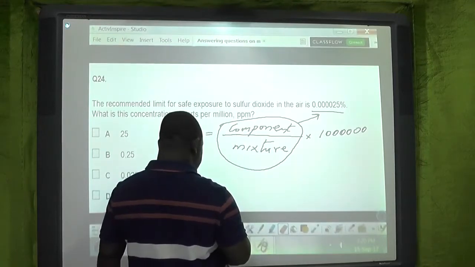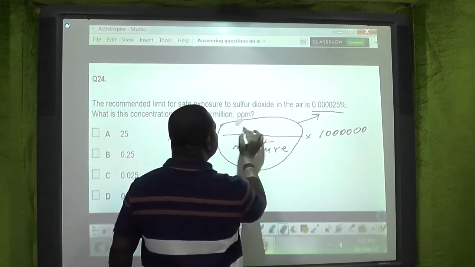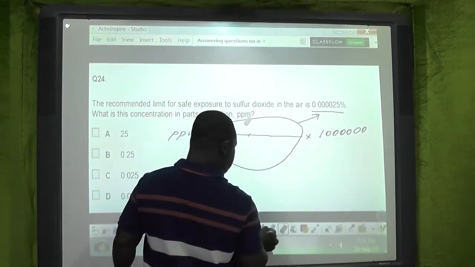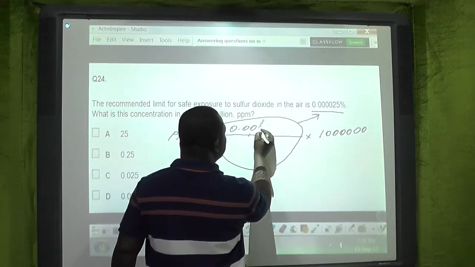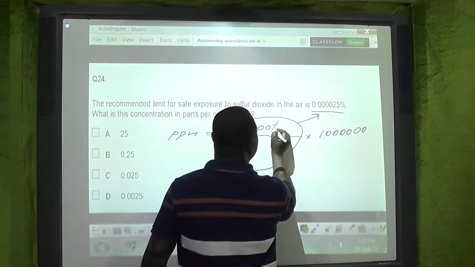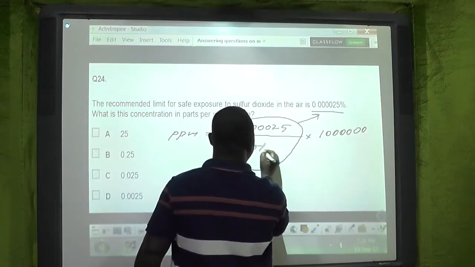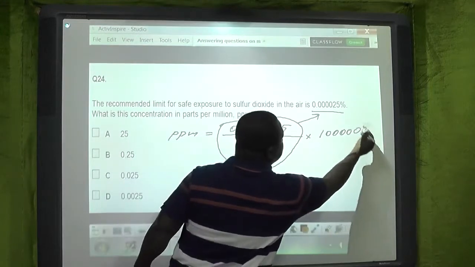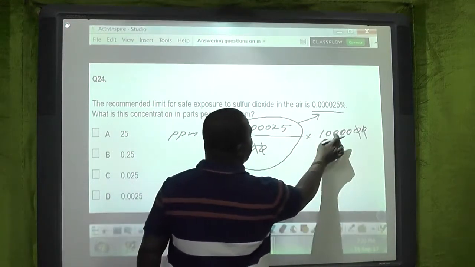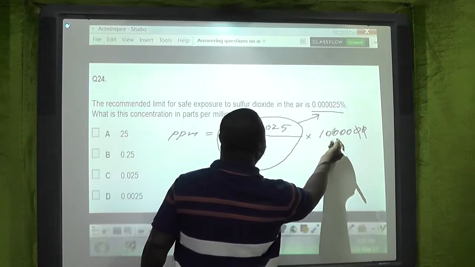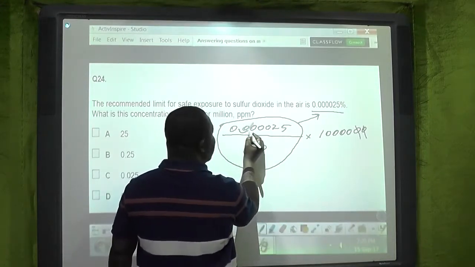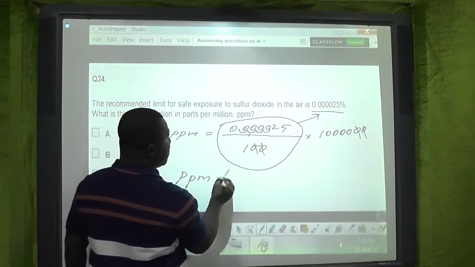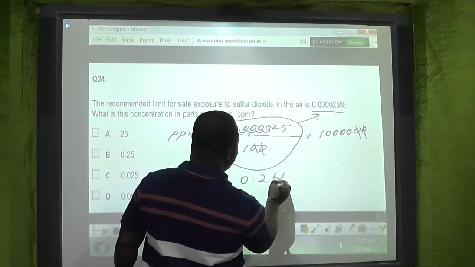The component will now be 0.00025 divided by 100, times 1 million. So I cancel the zeros. This multiplied by this will be how many zeros? 1, 2, 3, 4. I move these 4 places. This equals ppm equals 0.25.